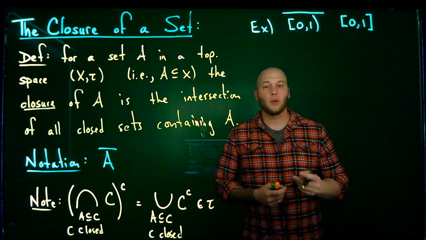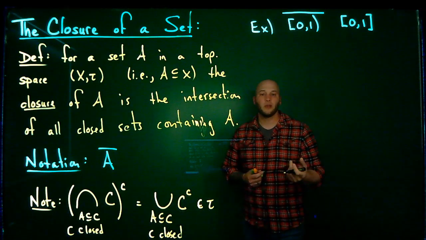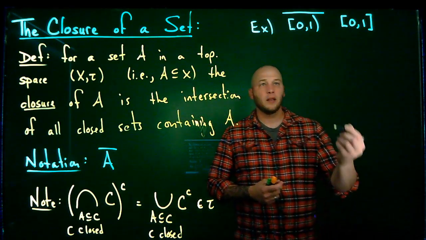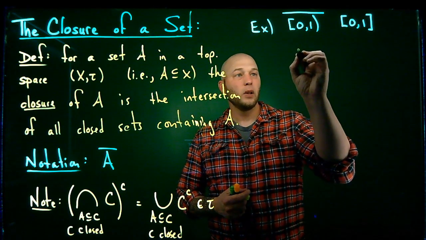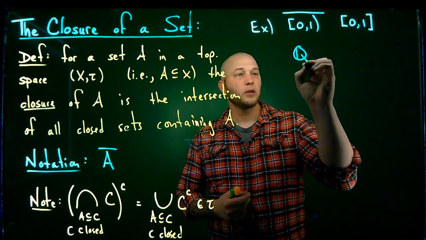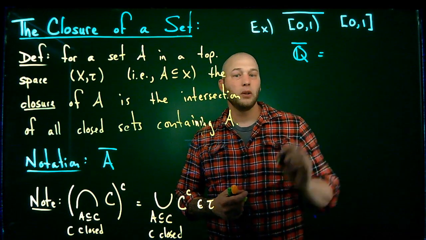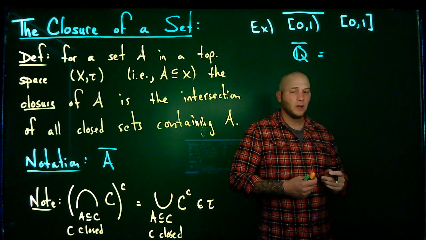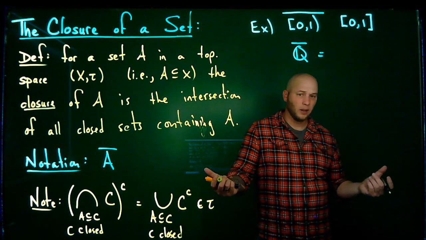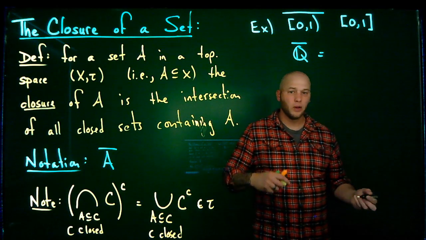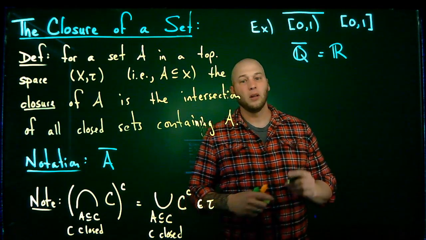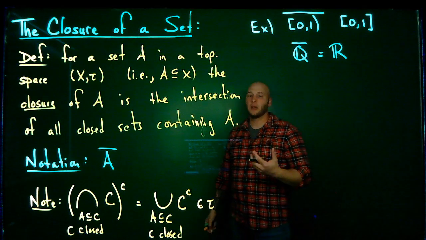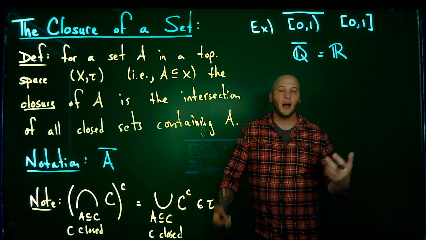I'm not going to prove it. I'm just going to state a couple of results here. If I take the closure of that, I get the closed interval from 0 to 1. Similarly, if I take the rational numbers and I take the closure, well, rational numbers are dense in the real line, and if I take the closure of those, I do in fact get the entire real line. Again, in the usual topology on the real numbers.